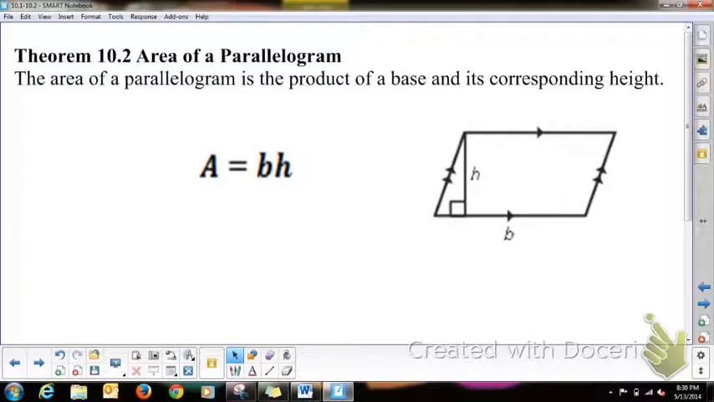A parallelogram is a rectangle that somebody pushed over, right? And so the formula is area is equal to base times height again, but in a parallelogram, the height has to be the perpendicular segment. It can be located inside, or sometimes you have it outside like this.